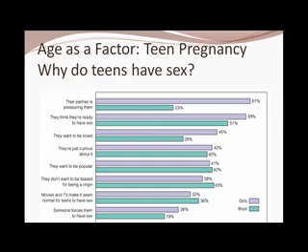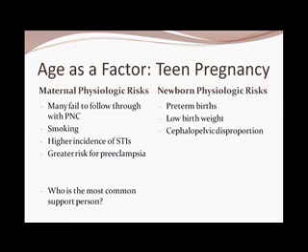Movies and TV make it seem normal for teens to have sex. Again, higher for boys. And then someone forcing them to have sex. About 25% of girls say that that's the case. So the leading number for girls would be that their partner is pressuring them to have sex. The leading number for boys is that they think that they're ready to have sex. So it's just interesting to consider the factors why teens have sex.